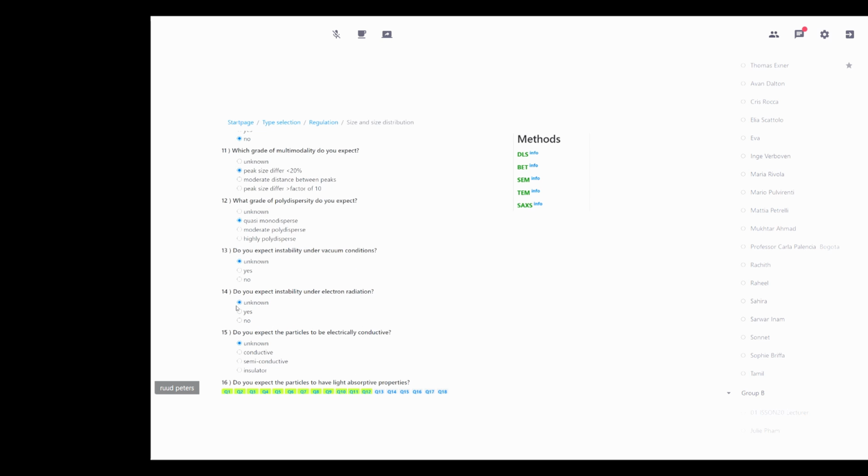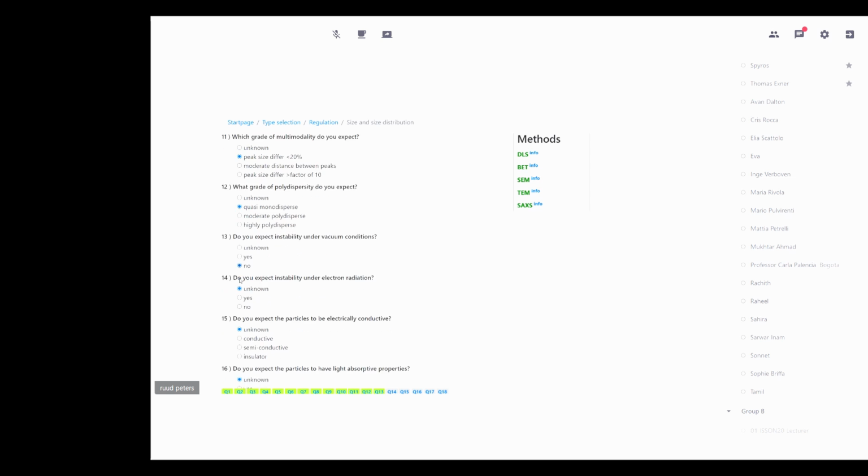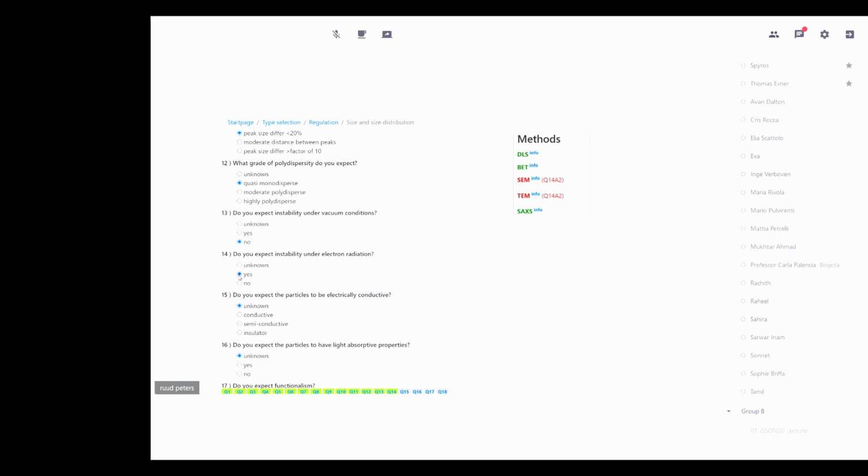Two important questions I mentioned was instability under vacuum conditions and electron radiation, and you can see that happening if you say yes. If it's unstable under vacuum conditions, and then PET, SEM, and TEM, all three using vacuum conditions, turn red, and they cannot be used for the determination of this material. Same is true here for electron radiation. That's only SEM and TEM, which then turn red and can't be used.